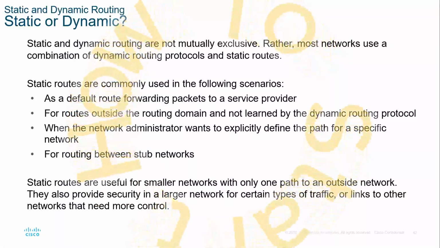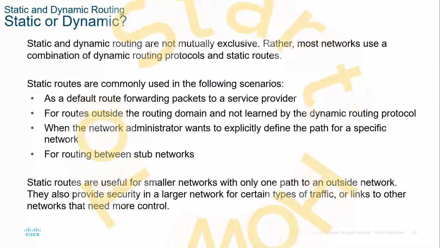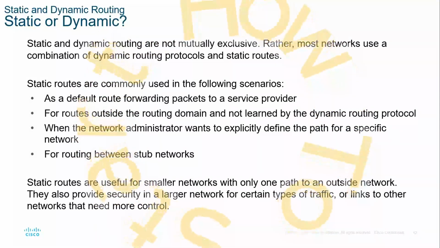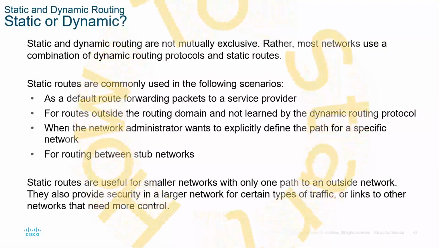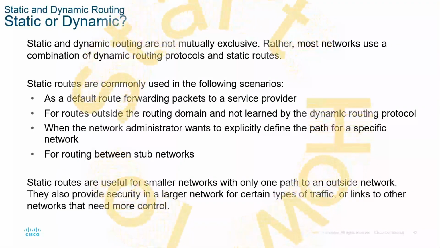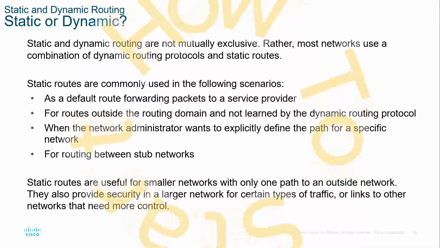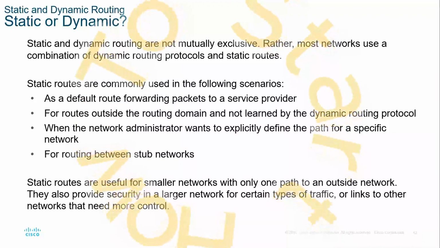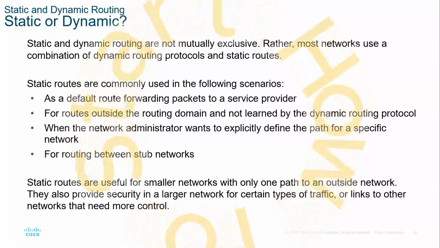Basically, a default route to the ISP for routes outside the routing domain that are not learned through some form of dynamic routing protocol. Or when you want to specifically or explicitly define the appropriate path to flow through a network. And there are sometimes where you want data to flow a very specific path for security reasons, or because you are connecting to a stub network that you want to control traffic to and from. Static routes are useful for small networks, but as the network grows, the configuration of static routes becomes a little rougher.